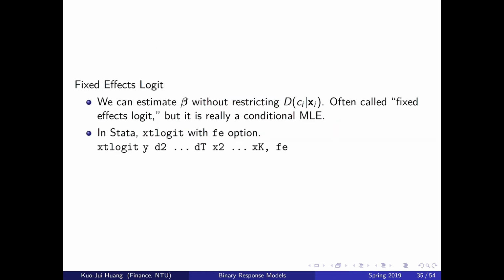We can also estimate beta without restricting D of Ci given xi, which implies that the correlation between c and x can be of any functional form. This is often called the fixed effects logit, but it is really a conditional MLE on xit and Ci. And in Stata, xtlogit with the FE option can estimate the fixed effects logit model.